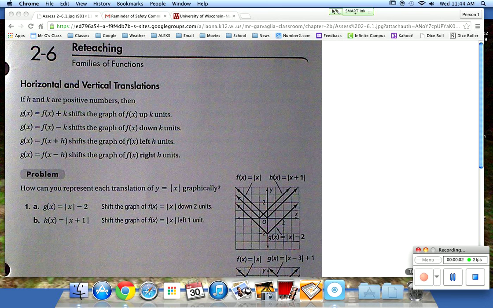All right, graphing absolute values. Nikki, tell me, what does an absolute value do?